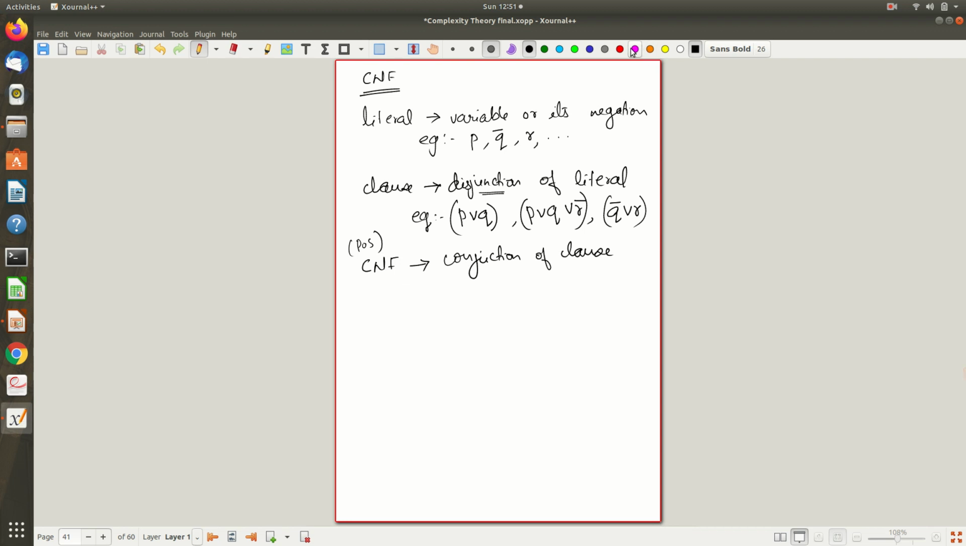And the problem we are interested in is known as the satisfiability problem. So what is the satisfiability problem?